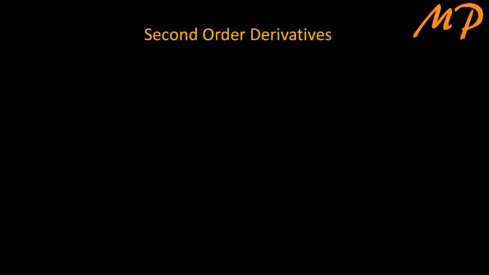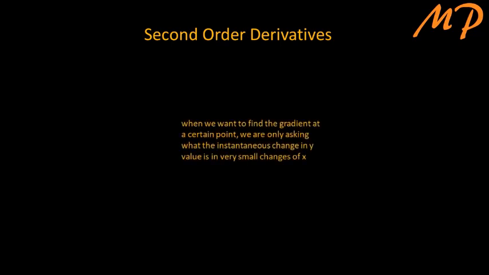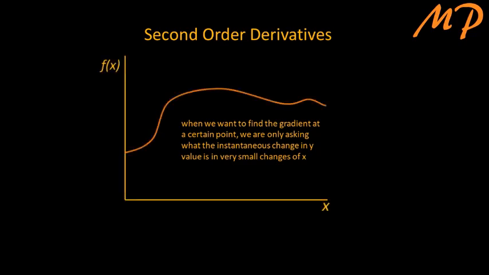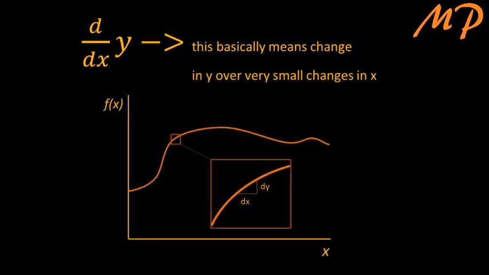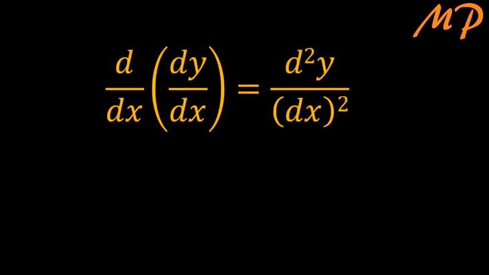Before ending this video, I would like to talk about second-order derivatives. When we have a graph and we want to find the gradient at a certain point, we are only asking what the instantaneous change in y value is in very small changes of x. For example, if we want to find the gradient of this line at this x value, we would just try to use dy over dx. This basically means change in y over very small changes in x. Similarly, second-order derivatives is basically double differentiation, and it means the change in gradient at very small changes in x, and it is usually written like this, or this.